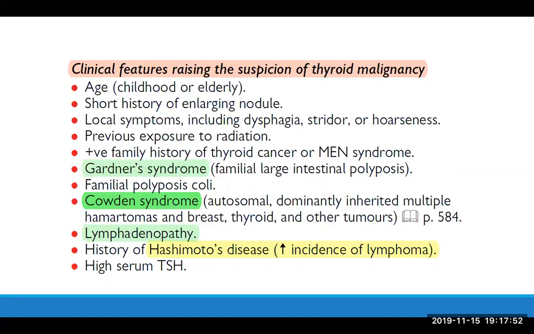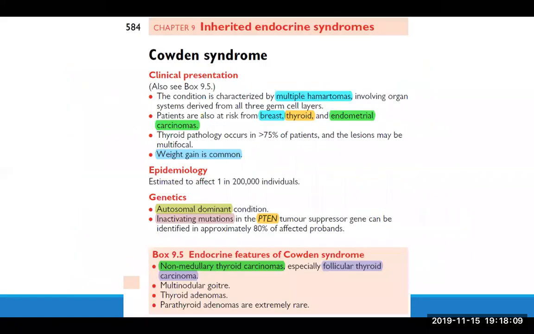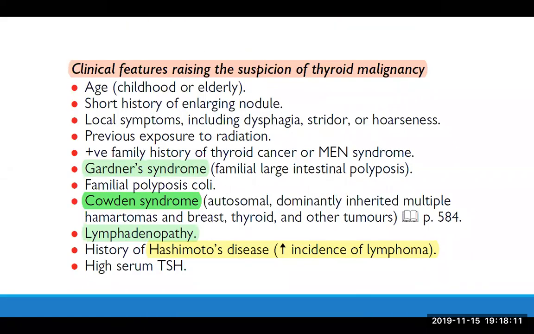And don't forget that Gardner syndrome, which is familial large intestinal polyposis, increases the risk of thyroid malignancy. And Cowden syndrome is very important because in every exam there is a question about Cowden syndrome, and we will discuss it in more detail in the next slide. This is very important because it is autosomal dominant. This is the first point, autosomal dominant, and it affects multiple organs, mainly the breast, thyroid, and endometrium.